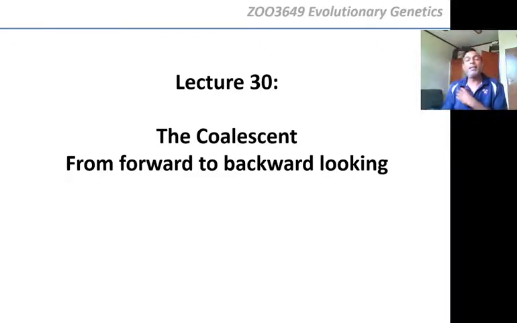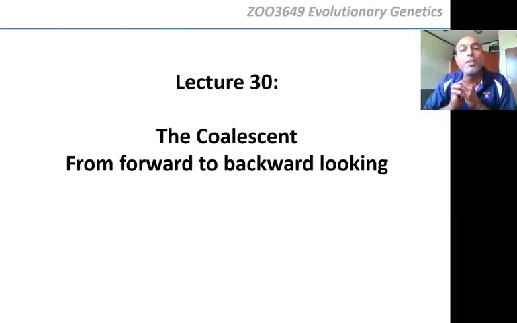So the idea in this lecture is, and this is what we are using now in modern genetics, we're using coalescent methods. We're not using tree methods. We're not using population methods. We're using a combination of both methods. And this combination is called the coalescent framework.